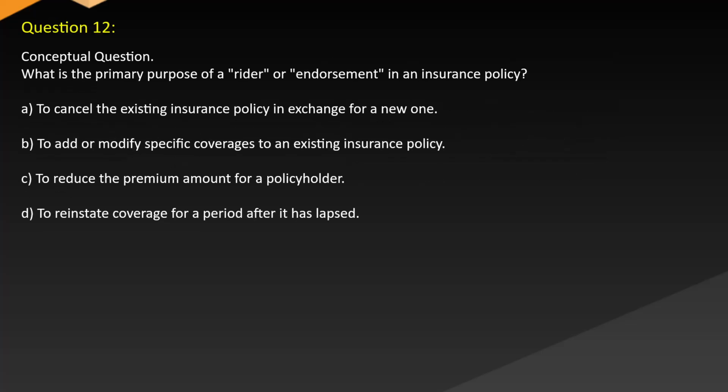Question 12. Conceptual question. What is the primary purpose of a rider or endorsement in an insurance policy? A. To cancel the existing insurance policy in exchange for a new one. B. To add or modify specific coverages to an existing insurance policy. C. To reduce the premium amount for a policyholder. D. To reinstate coverage for a period after it has lapsed.